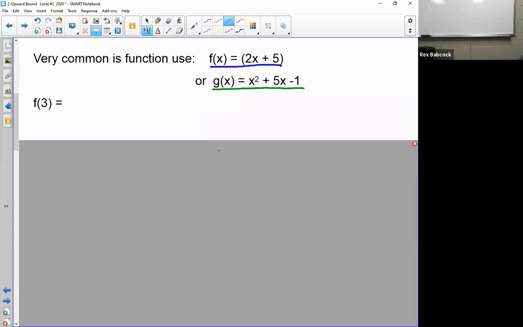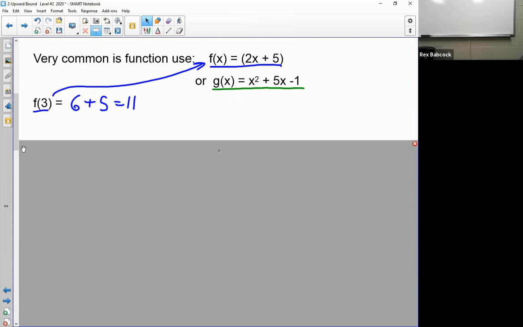Okay, what are some of the things they want us to do? Well, a very common thing is to plot points or find a specific value. For example, what's f of 3? Well, I know, I'm talking about this one right here. And it says in that function, you double the number and add 5. Well, I know how to double 3. And I know how to add 5. The answer is 11.